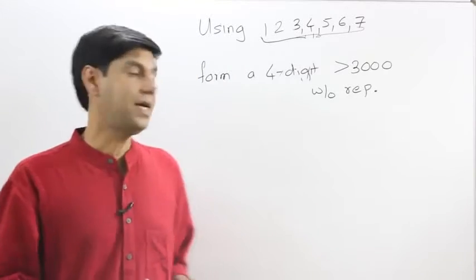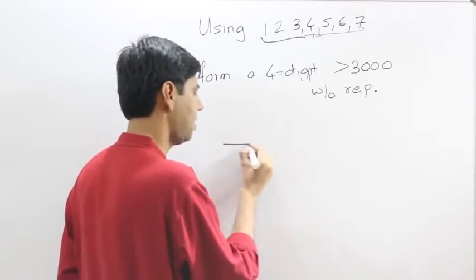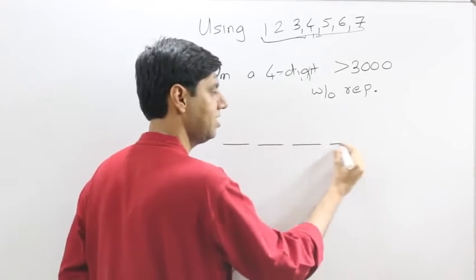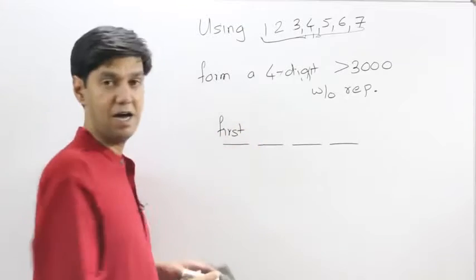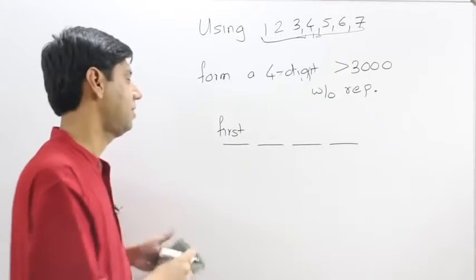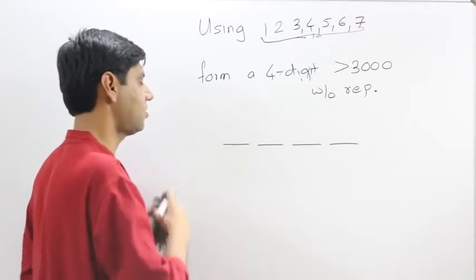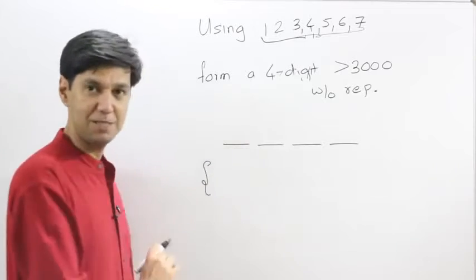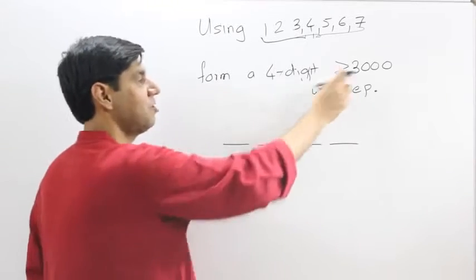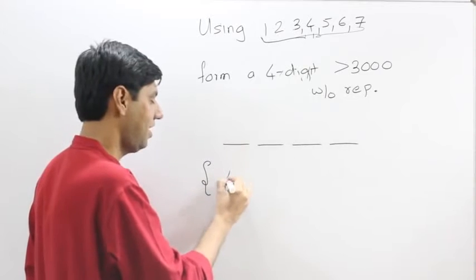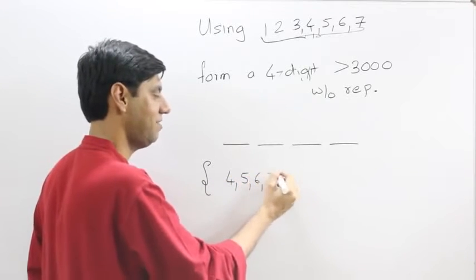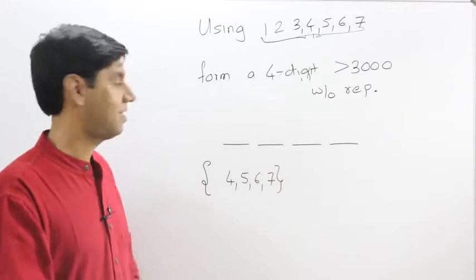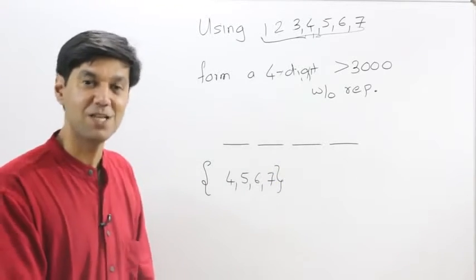Since I cannot repeat, the condition is on the leading position. There is one condition, so I have to mandatorily start by filling in the first position, which should be the leading one. And what digits should come in? Quite a few of us believe the number should be greater than 3000, so the leading digit should be 4 or 5 or 6 or 7. And they come up with an answer that the leading position can be filled up in 4 ways.